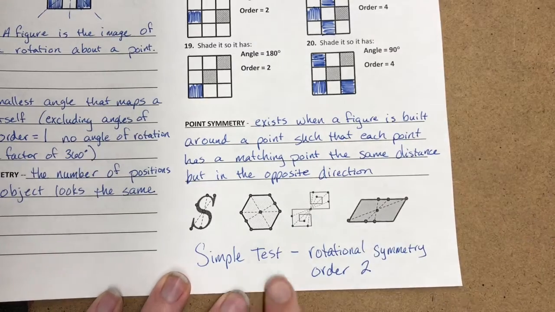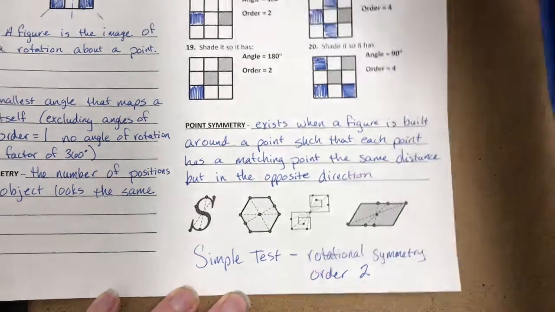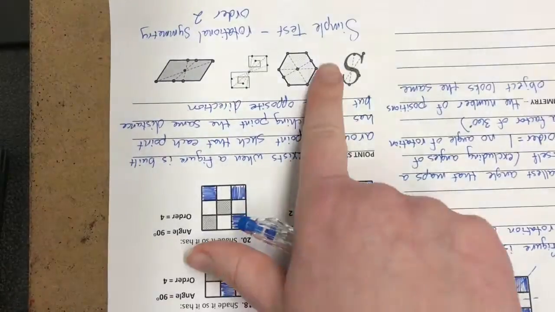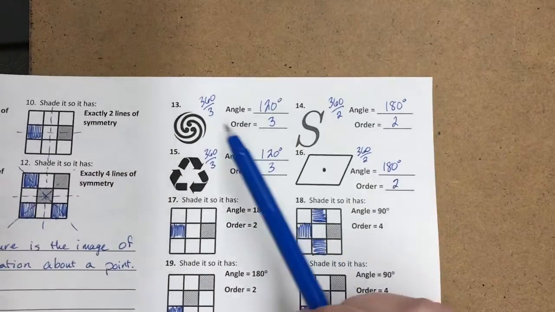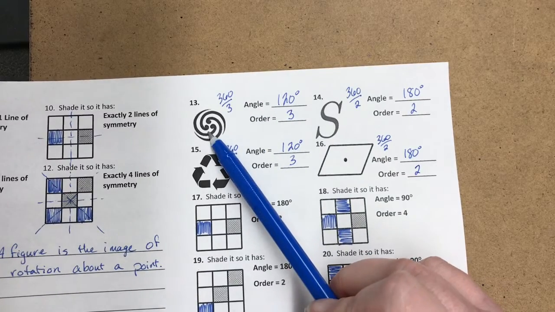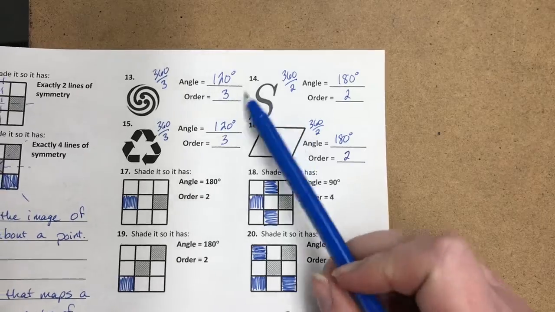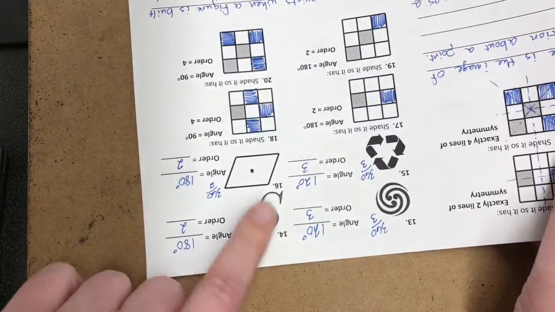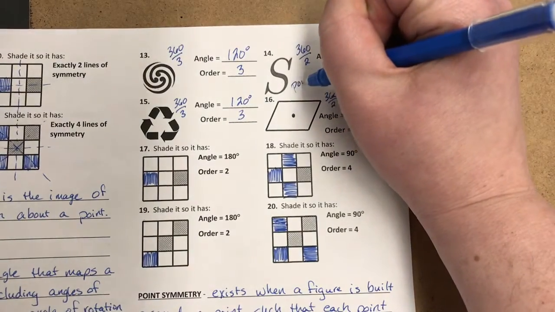So what I do is I just use a simple test to see if it has a rotational symmetry of order 2. So basically, if it's the same right side up as it is upside down, then I know that it has point symmetry. So up here with these that we were doing, if I looked at 13, right side up versus upside down, that's not the same, so this does not have point symmetry. But for 14, this S, it's the same right side up as it is upside down, so this one would have point symmetry.